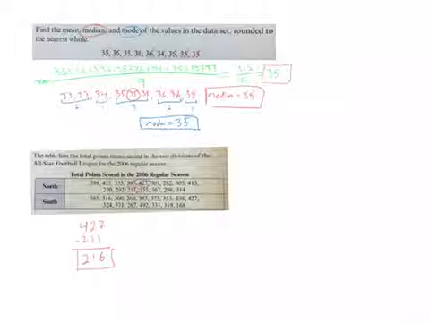Now let's see if we can find the range for the south. The smallest number is 238, and the largest number is 492. So to find their range, I'm going to say 492 minus 238. So their range is 244. So which one has the larger range? Well, the south has the larger difference between the biggest and the smallest score.